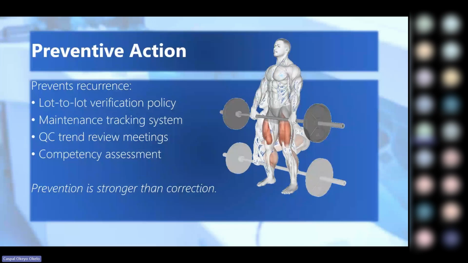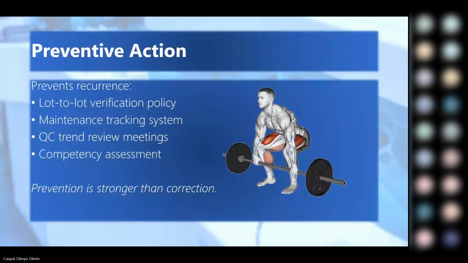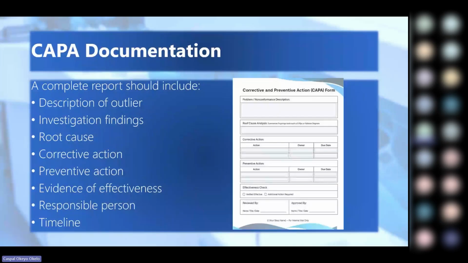And a mature laboratory does not just wait for cardiac arrest. A mature laboratory will always promote healthy living. So you've done your root cause analysis, you've done your corrective action, you've done your preventive action. Let's talk about CAPA documentation. CAPA is corrective and preventive action. So a good investigation without proper documentation is invisible. We say if it was not documented, it was not done.